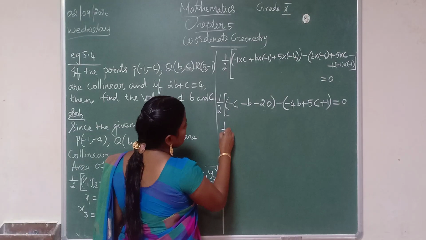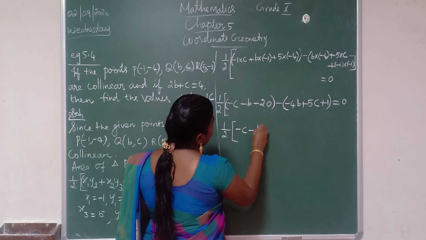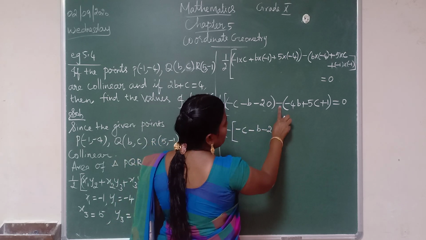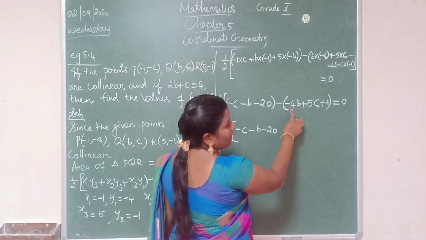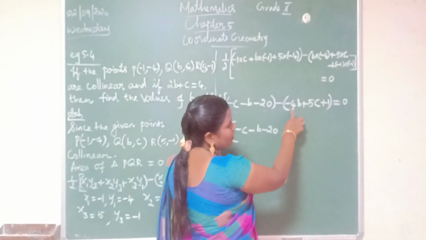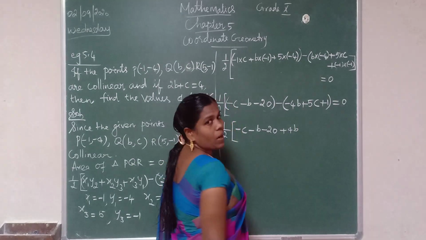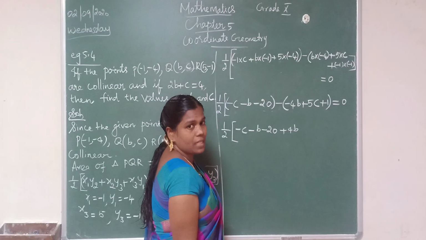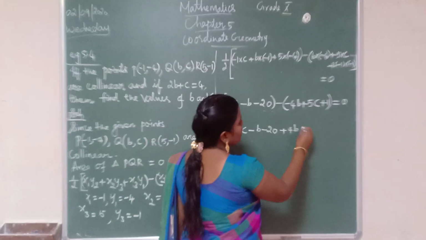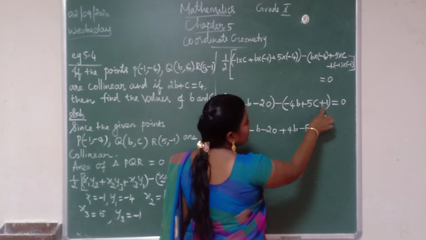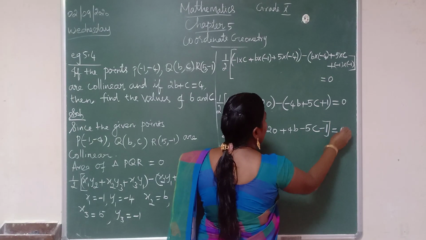So 1 by 2 into, minus c minus b minus 20. This minus is common for all these three terms. So let's multiply. Minus into minus is plus, so minus into minus 4b we get plus 4b. Minus into plus 5, minus into plus is minus, so minus 5c. Minus into plus is minus, so minus 1 equal to 0. Close the bracket, equal to 0.